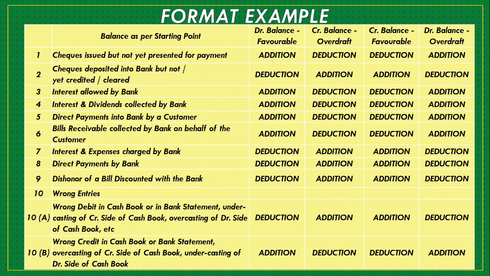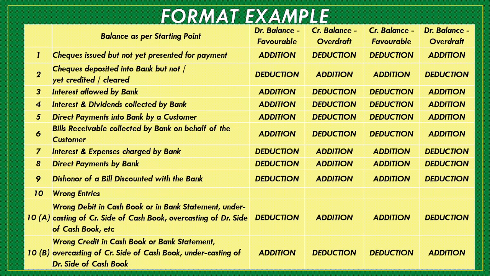Number 7, interest and expenses charged by the bank. If you're starting with the debit balance favorable, it will be deduction. Credit balance overdraft, if you're starting, it will be addition. And if you're starting with the credit balance favorable, it will be addition. Debit balance overdraft, if we are starting, it will be deduction.